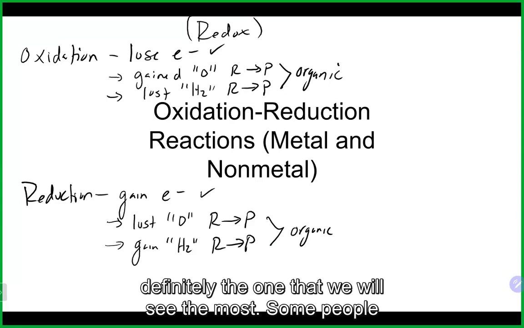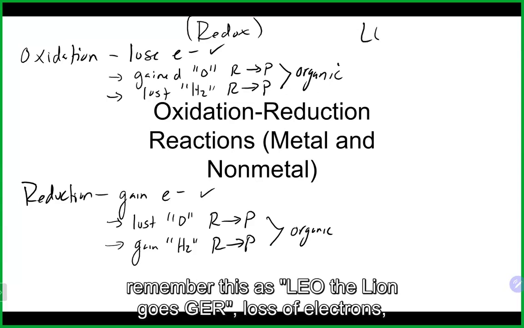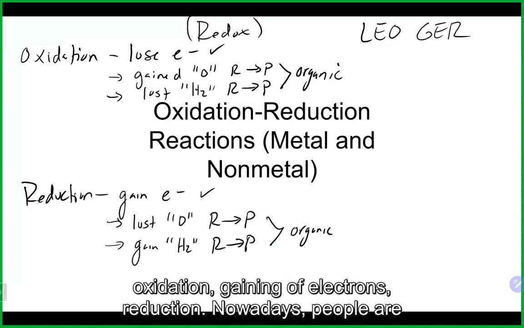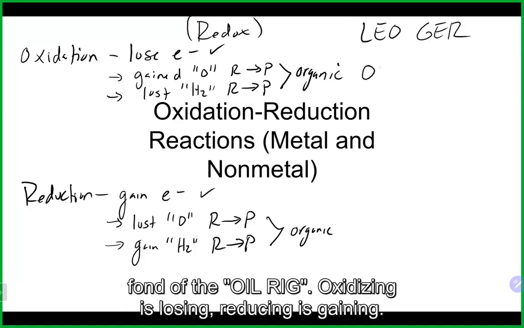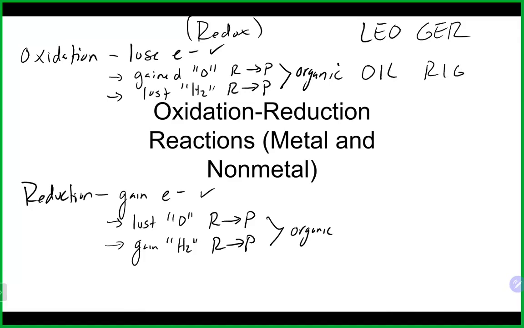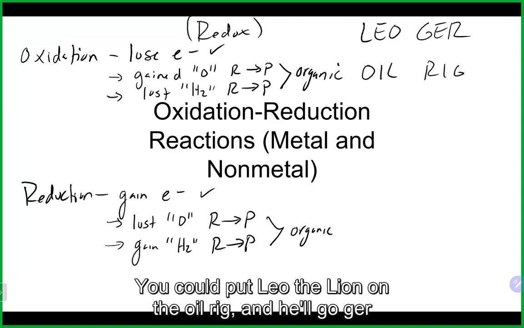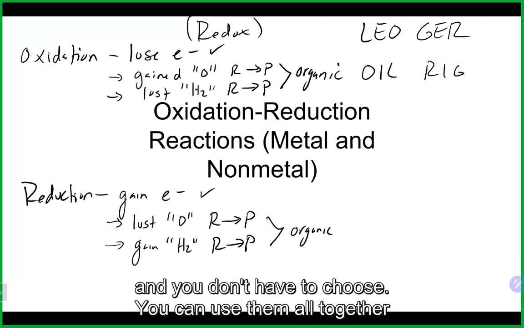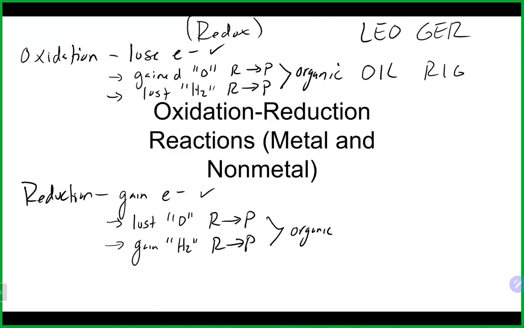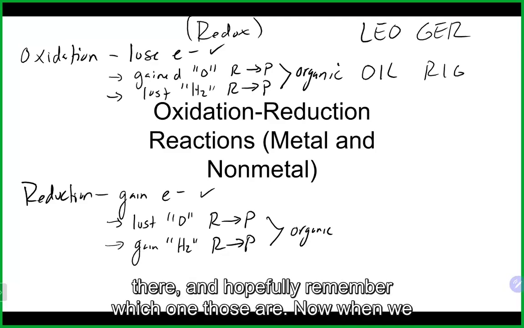Some people remember this as Leo the lion goes grr. Loss of electrons, oxidation, gaining of electrons, reduction. Nowadays, people are fond of the oil rig. Oxidizing is losing, reducing is gaining. You could put Leo the lion on the oil rig and he'll go grr, and you don't have to choose. You can use them all together and hopefully remember which one those are.